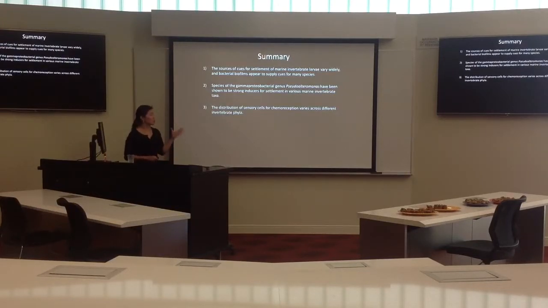And the distribution of sensory cells for chemoreception varies across different invertebrate phyla. So it's not all the same. I mean, at first I thought, okay, Montipora is a coral, Pocillopora is a coral, what can possibly be different between the two? And what my results show, or suggest at least, is that the localization of sensory cells are different in two different species. And who knows if that is due to their different sizes. I think that could be a huge issue, that the Pocillopora damicornis larvae are much larger, or that they have different reproductive strategies.